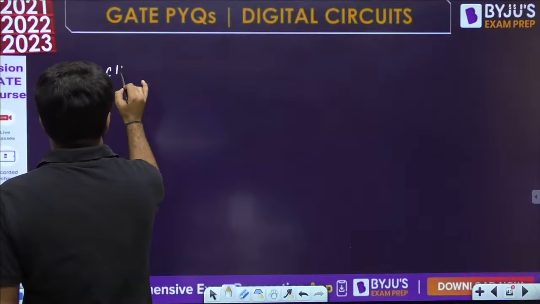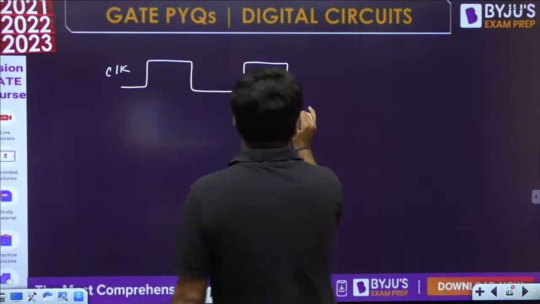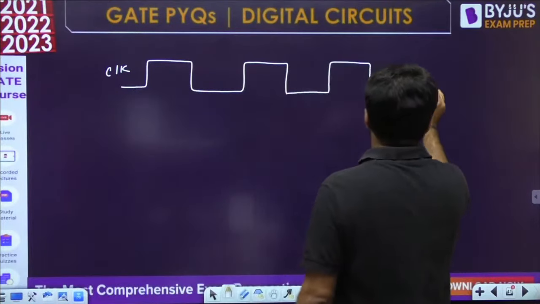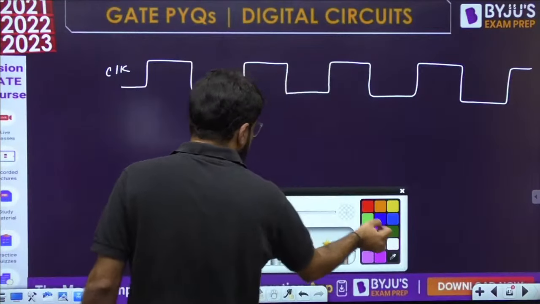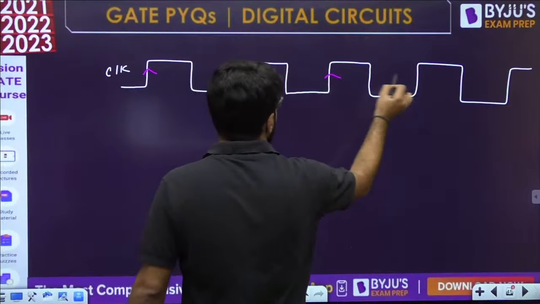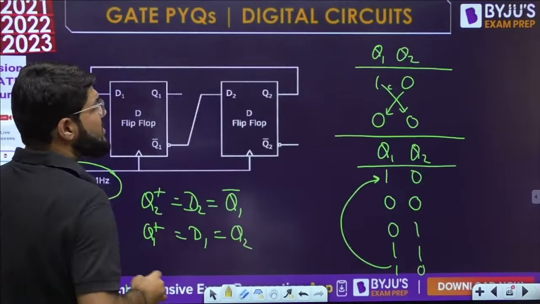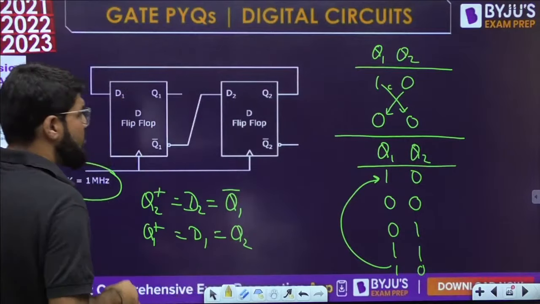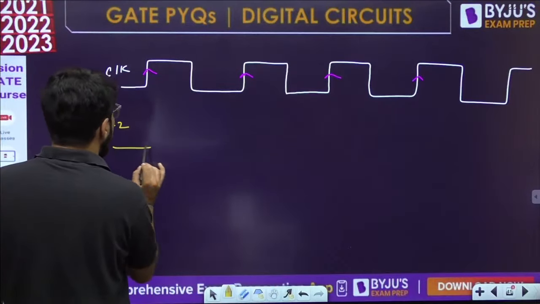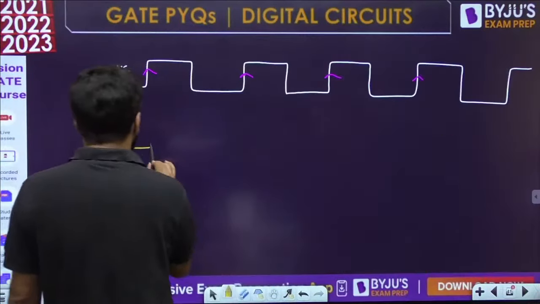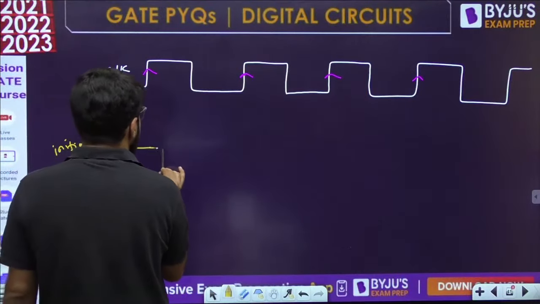Once again, for your reference, those who are perfect champions must have answered by this time. But for your reference, let me draw the clock waveform again. Again positive edge triggered. So what is the Q2 waveform? Frequency at Q2 chahiye na? I'm starting with 1 0, so next is 0. 1 0 was the initial state, initially it is 0, but as soon as the first clock edge comes, it remains at 0 only. Ye initial tha, but first clock edge ke baad ye 0 raha.